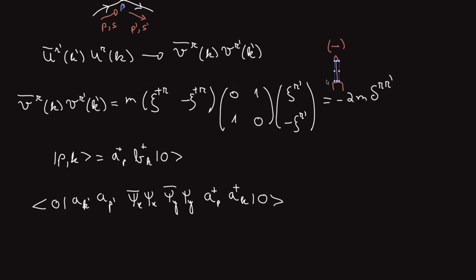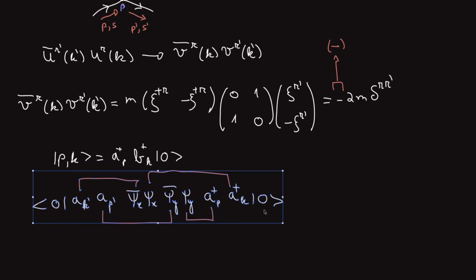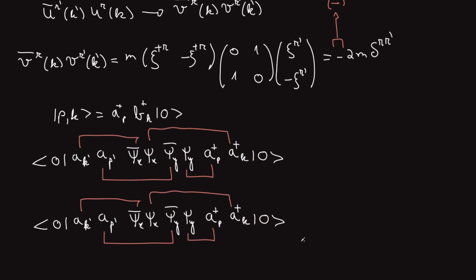And you had some contraction which was needed here. So p must meet p prime at this point y, right? And k must meet k prime at this point x. Now, when you exchange some of these guys by b's, right? So now k is an antiparticle with momentum k, so it's b.